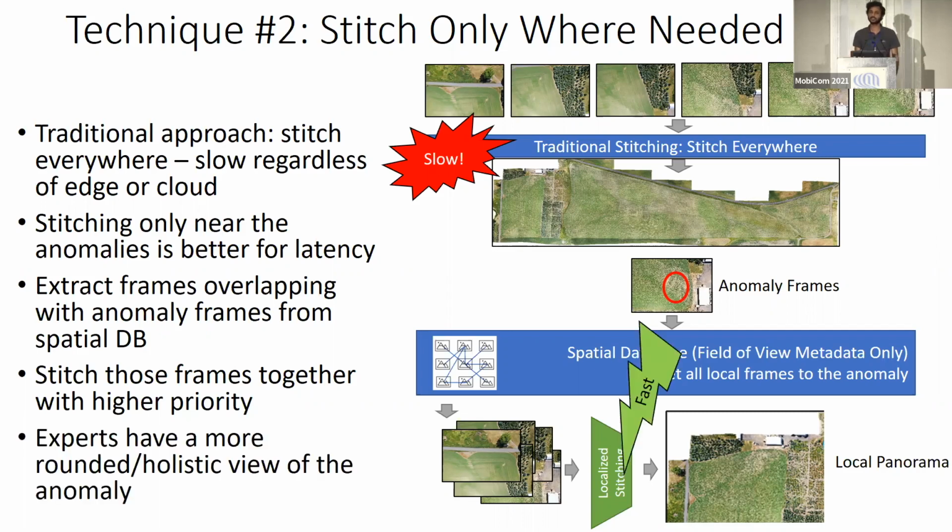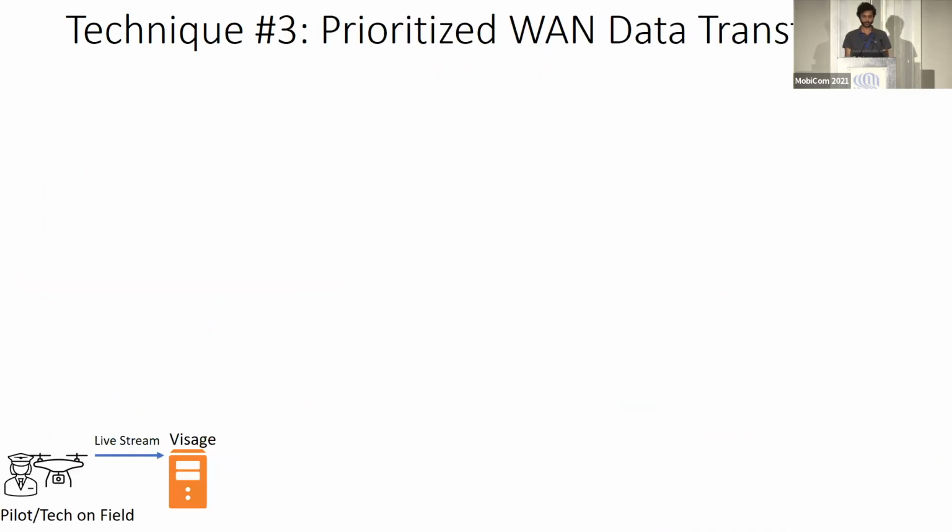And obviously localized stitching is very crucial because that gives the expert a holistic view of not just the anomaly, but the area surrounding the anomaly as well. Okay, so on a high level, what is happening is the drone is streaming the images to the edge, and the edge is then sending these localized stitched images to the cloud for analysis. And then at the end of the day, the insights are being made available to people on the site.